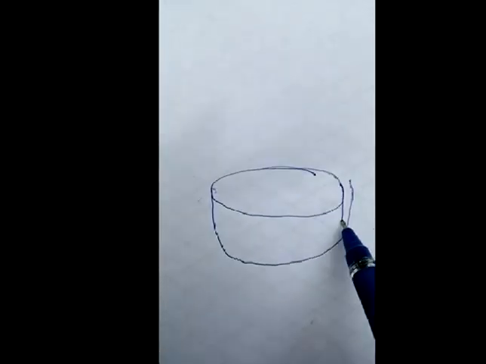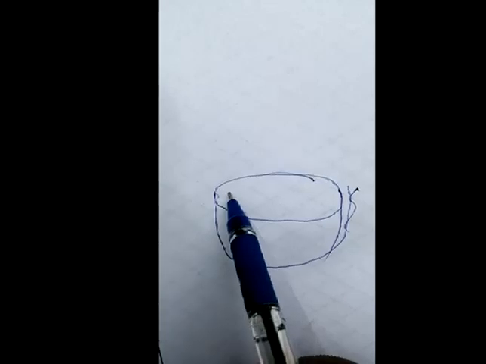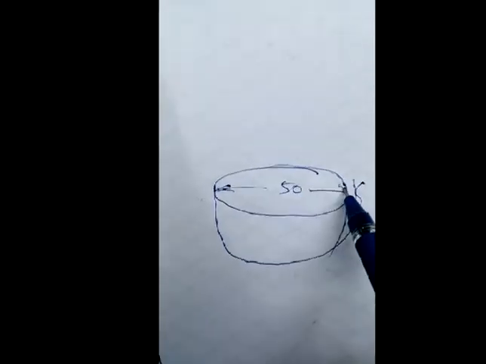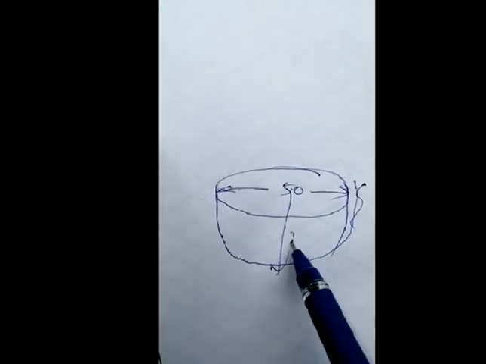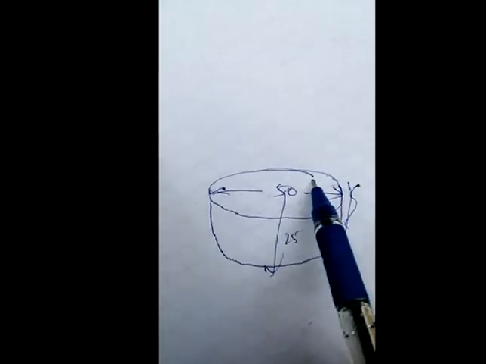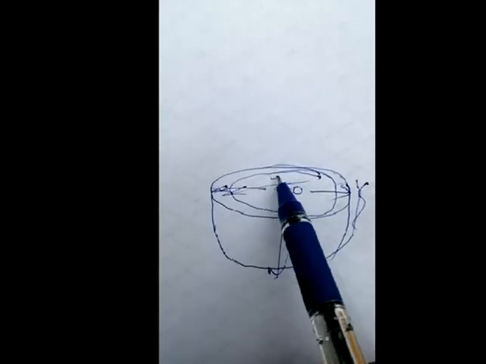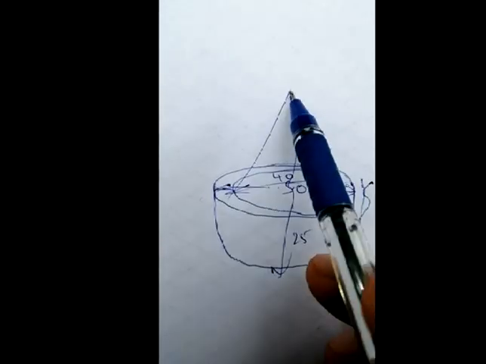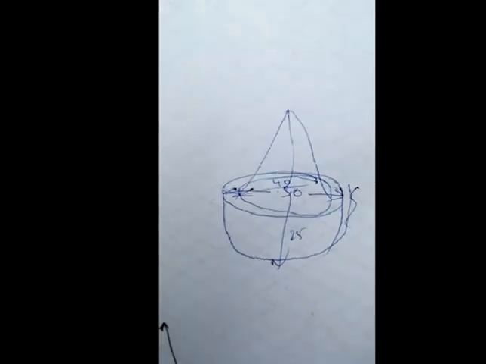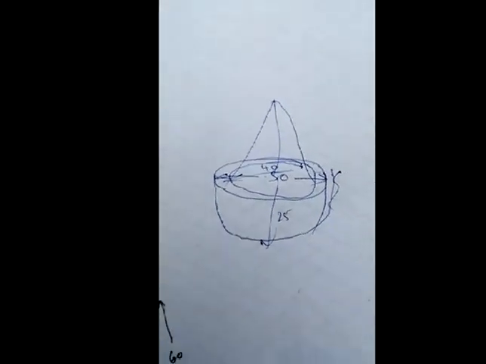Let me construct a rough diagram first. The bottom object is a hemisphere. Hemisphere of diameter 50, so this will be radius 25. And the second object is a cone of diameter 40 and height 40 mm. This is the combination of two objects.